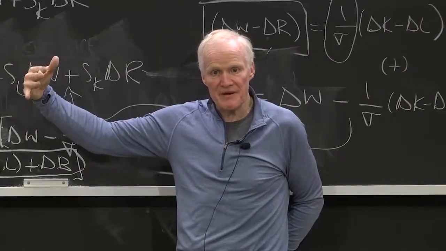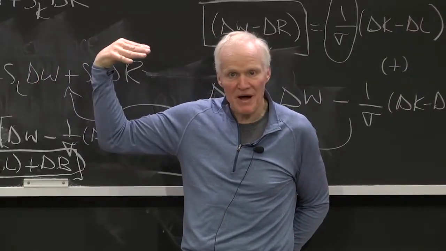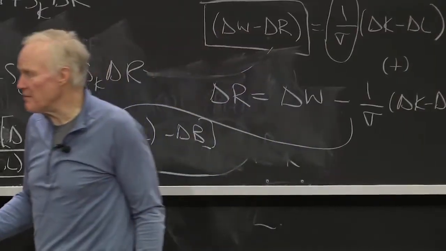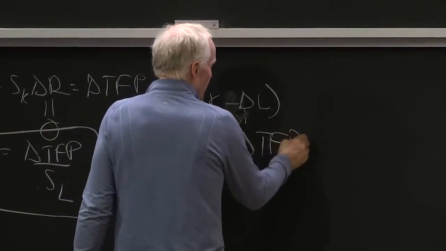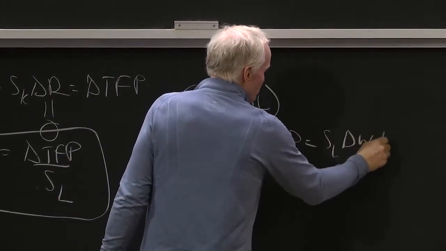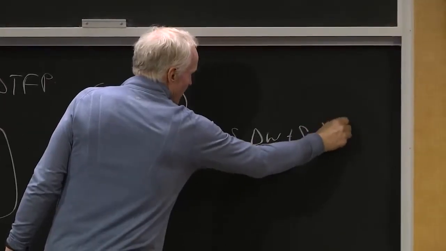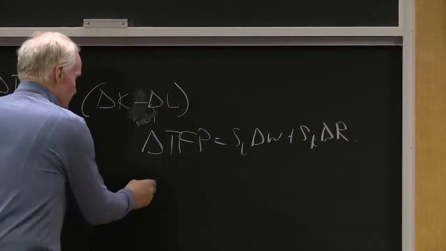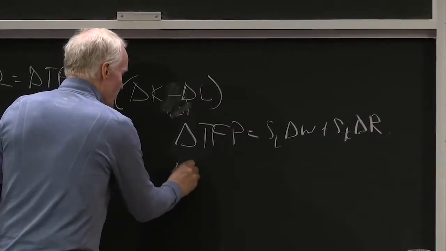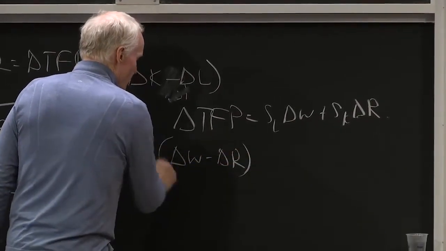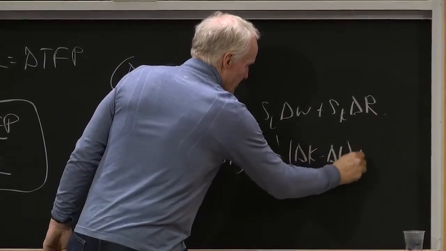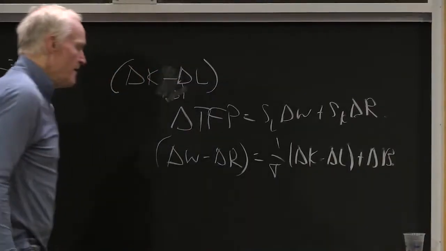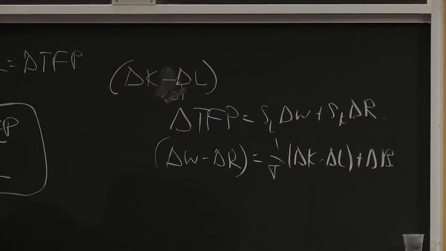Malthus had the same theory, right? Malthus's model is the same model we have on the board. His equations are basically: delta TFP equals SL delta W plus SK delta R, and delta W minus delta R equals 1 over sigma times delta K minus delta L plus delta V. That's Malthus's theory, except he had a very different theory of supply.